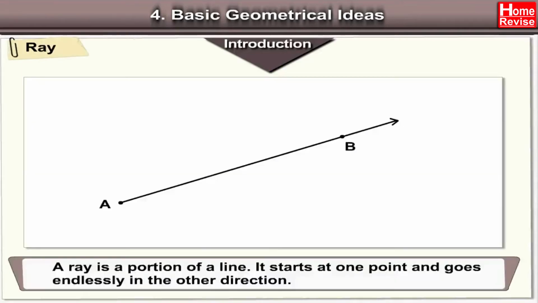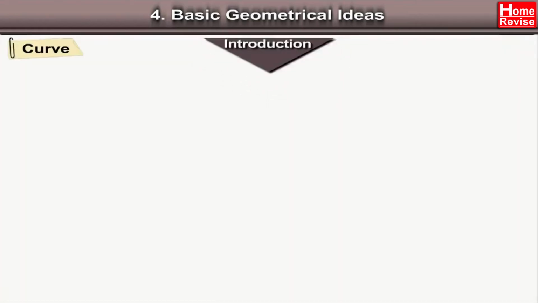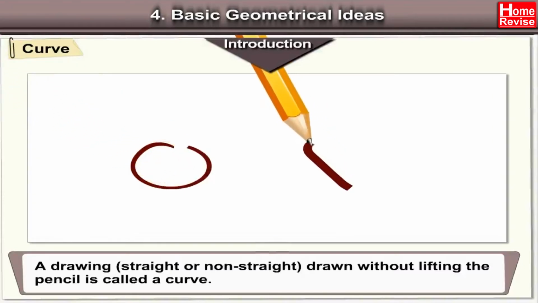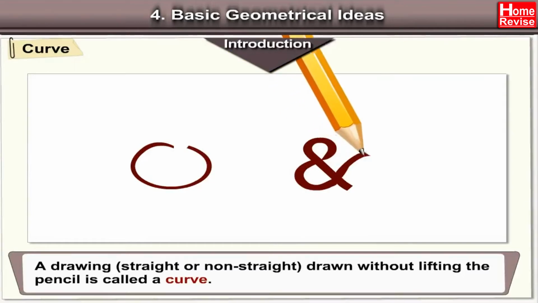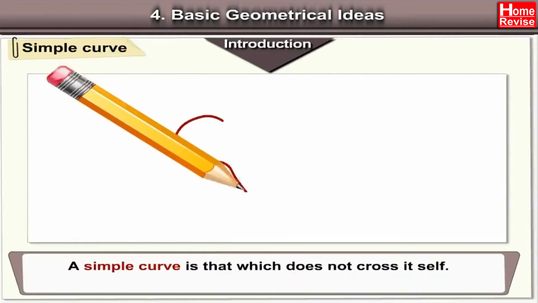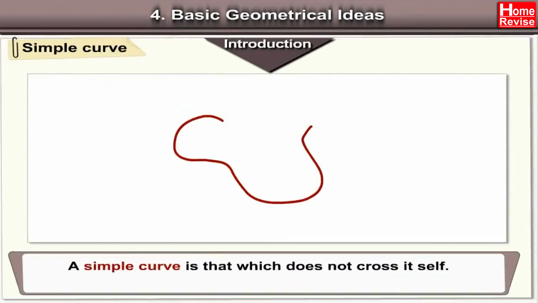Ray. A ray is a portion of a line. It starts at one point and goes endlessly in the other direction. Curve. A drawing, straight or non-straight, drawn without lifting the pencil is called a curve. Simple curve. Now kids, a simple curve is one which does not cross itself.